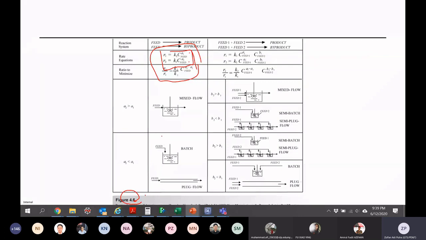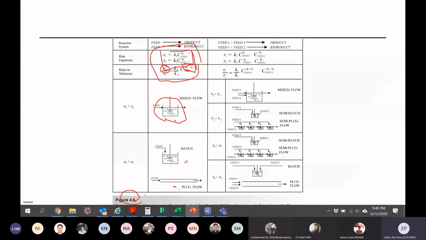It shows you the mixed-flow CSTR, a batch reactor, and a plug flow PFR reactor. A1 is your feed, A2 is another feed. If A2 is bigger than A1, that means you want to minimize reaction 2, which in this case is the unwanted reaction. So you need to make sure that A1 minus A2 is as small as possible.